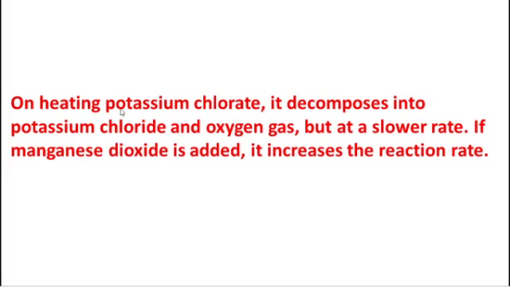Example, on heating potassium chlorate, it decomposes into potassium chloride and oxygen gas, but at a slower rate. The rate of the reaction is slow. If manganese dioxide is added to these reactants, it increases the reaction rate. Here, manganese dioxide acts as the catalyst. After the addition of manganese dioxide, the catalyst, the rate of the reaction is increased.